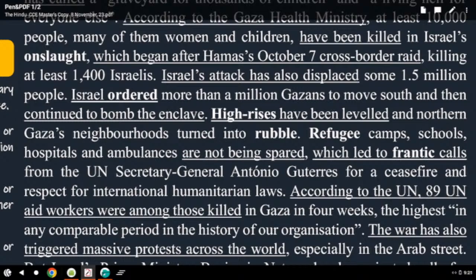Israel's attack has also displaced, which tense is this? Present perfect, active voice or passive voice? Active voice. Has displaced. Displaced means losing your home or losing the shelter, losing the place where you live. Has also displaced some 1.5 million people. 1.5 million means how many people? You should answer immediately. 15 lakh. 1 million, 10 lakh, 1.5, 15 lakh people lost their homes. Displaced means what? Lose home. Lost their homes. Israel ordered. Tell me why the word ordered in bold.